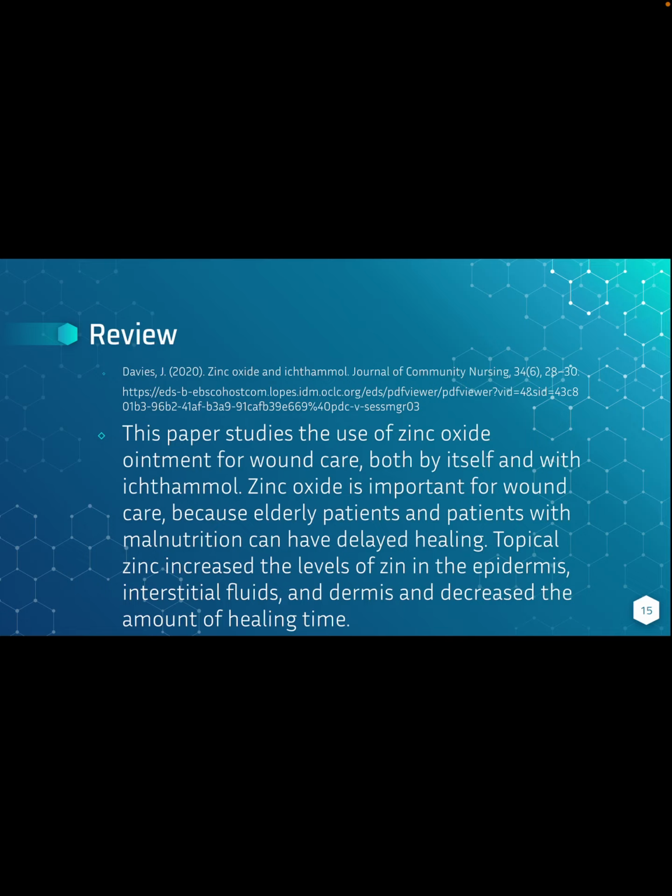There was also some evidence that when it was mixed with this ichthammol, which is shale oil, it improved blood flow and even sometimes acted as an antibacterial. So very interesting, something that is definitely beneficial and probably should be studied a little bit more and see what else we can use zinc oxide for, wound-wise or just in the medical field.